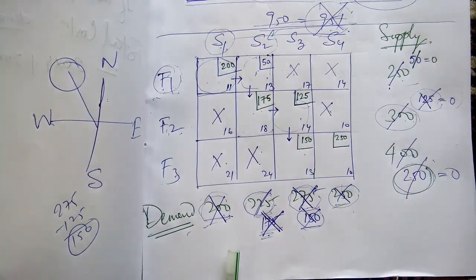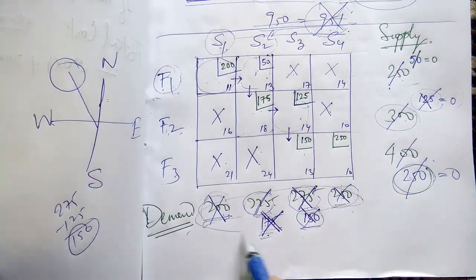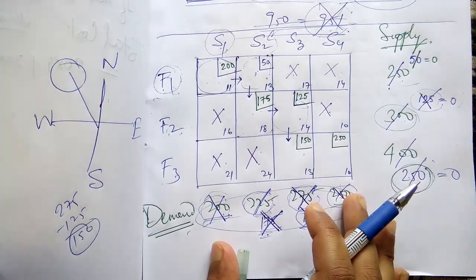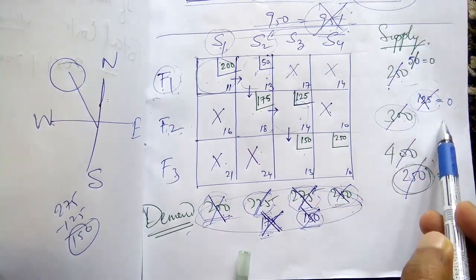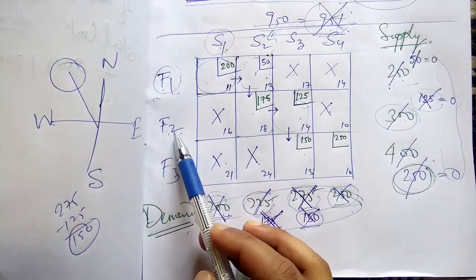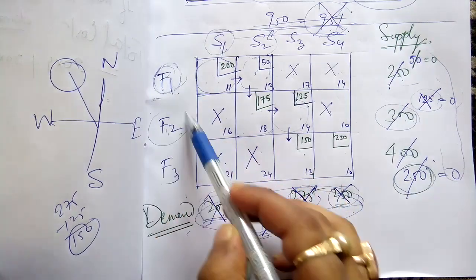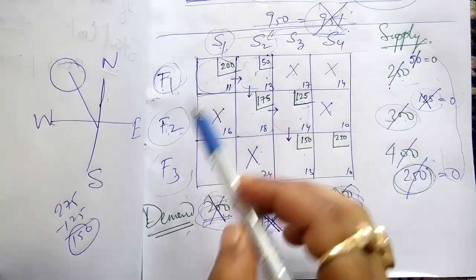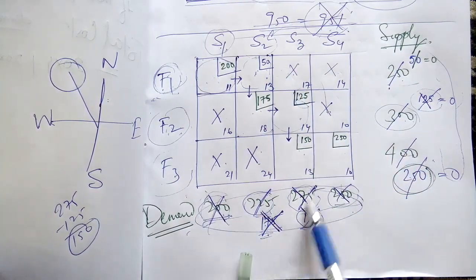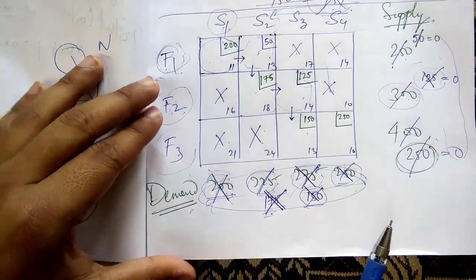And how much goods are left with factory 3? 0 goods. Now the most beautiful thing you will see is that all the demands are crossed off. That means all the demands are fulfilled and all the supplies become 0, 0, 0, because no more goods are left with factory 1, factory 2 and factory 3. Whatever goods were there in these 3 factories are transported to these shops. That's why their demands are fulfilled. You have understood this.